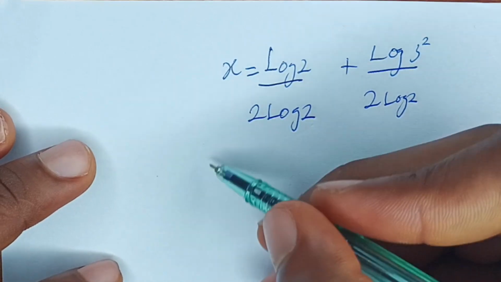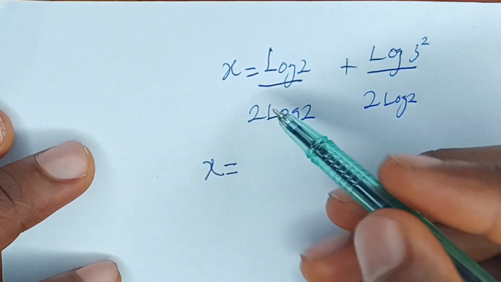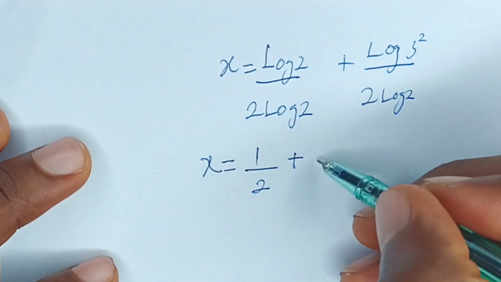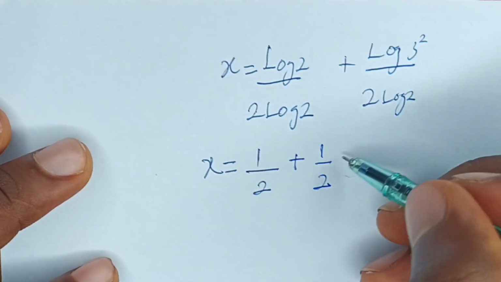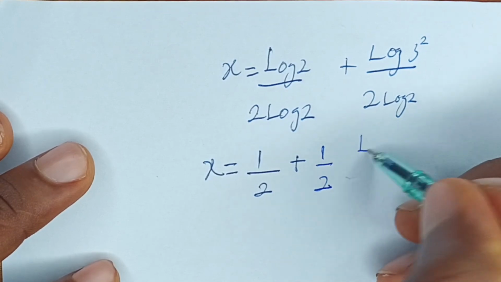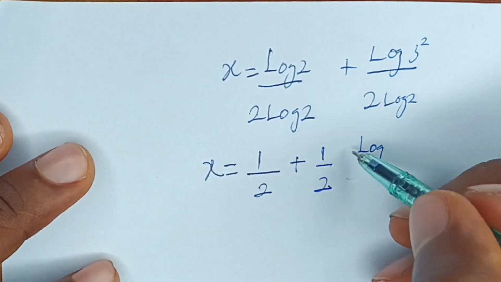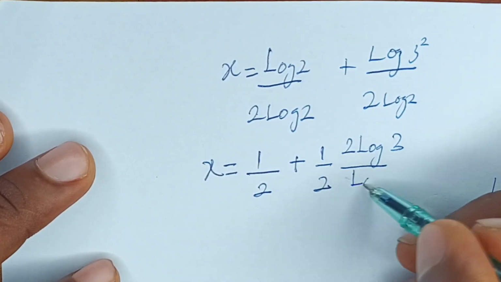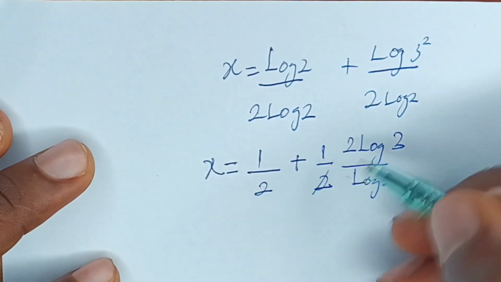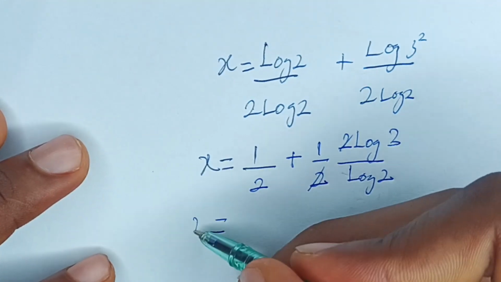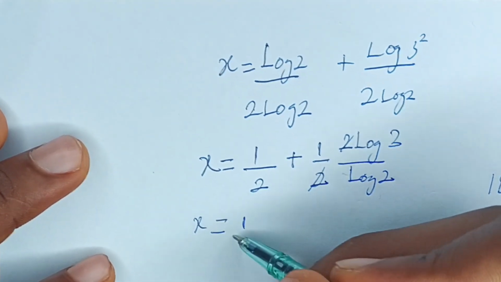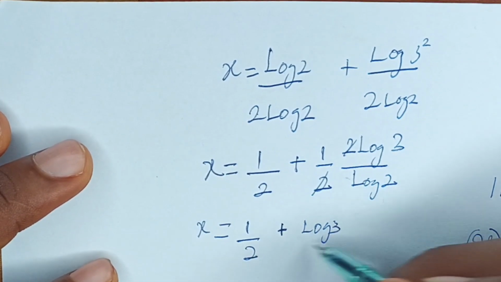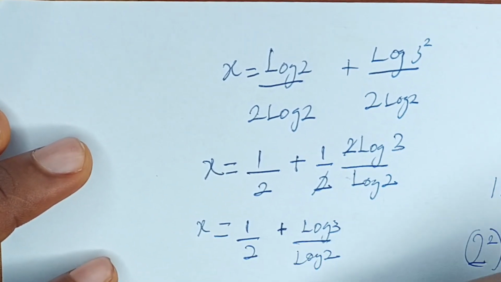Now, moving on from here, we have that x is equal to, what is left here is 1 over 2 plus, we can factor out 1 over 2 multiplied by what? Log 3 squared can be written as 2 log 3, all over log 2. Now 2 will take 2 here, so that we are left with x equal to half plus log 3 over log 2.